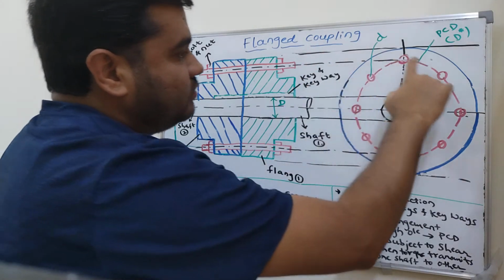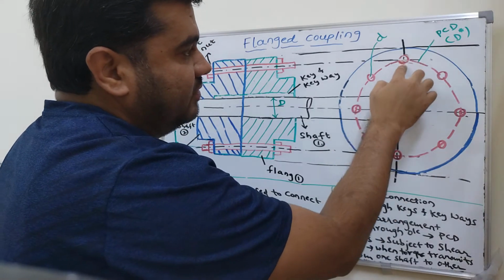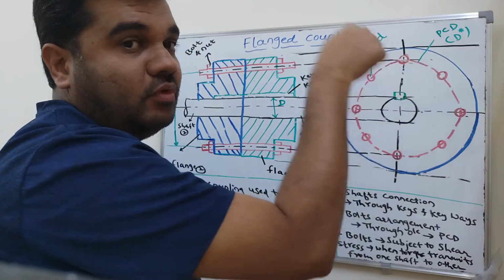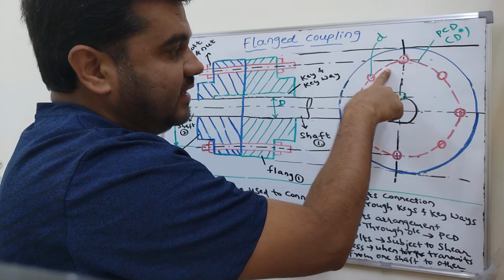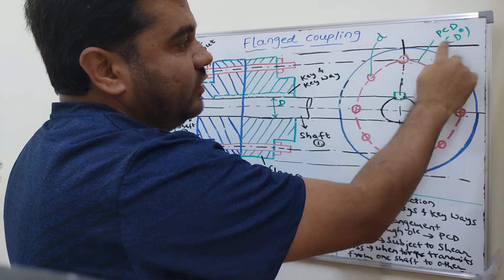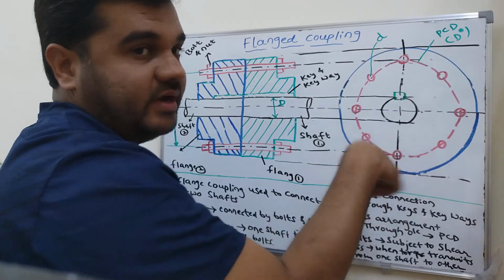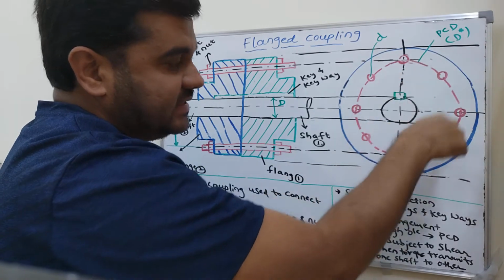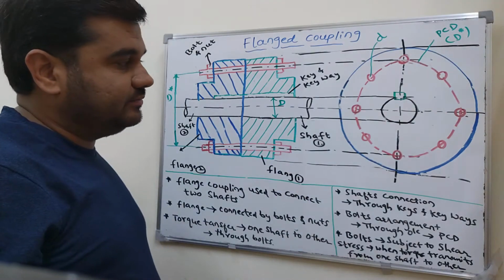In this circle, on this diameter, you make holes and place bolts and nuts. This diameter is called the pitch circle diameter, and it is denoted by capital D star. This is required while deriving the equation. The pitch circle diameter, PCD, is called D star.